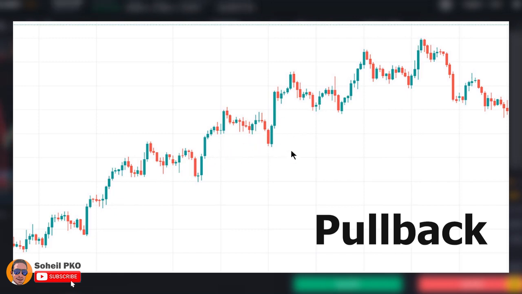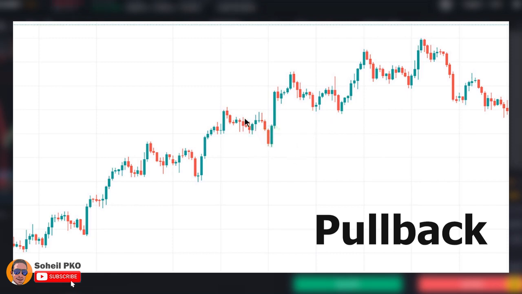So when a pullback happens, it's a good opportunity to enter in the direction of the overall movement or trend, and this provides you a better entry price. In other words, the lowest price possible to enter in the direction of the market with a minimum amount of risk.